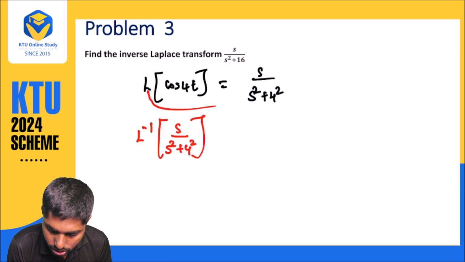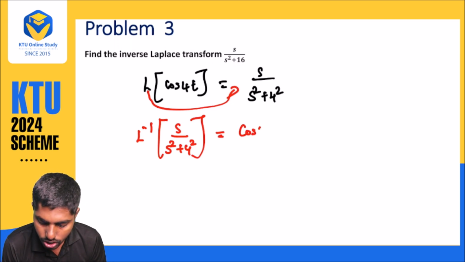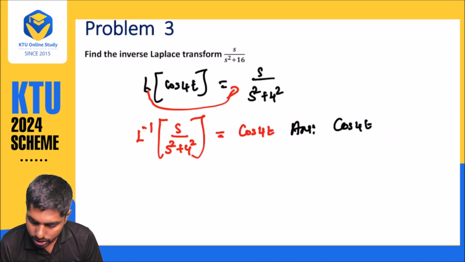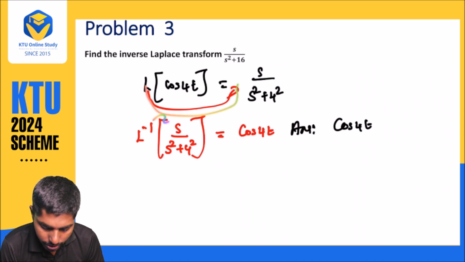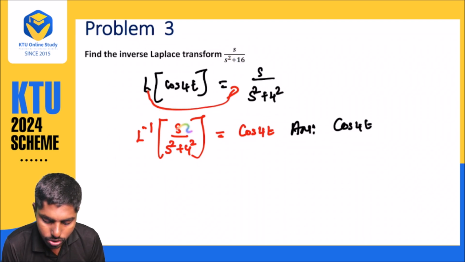So this inverse, when it goes here, it will become L inverse. So it is nothing but cos 4t we are getting. So our answer is cos 4t. I am rearranging and writing. When this L goes to this direction, it will become L inverse. So the question they have asked is L inverse of x divided by x square plus 4 square.